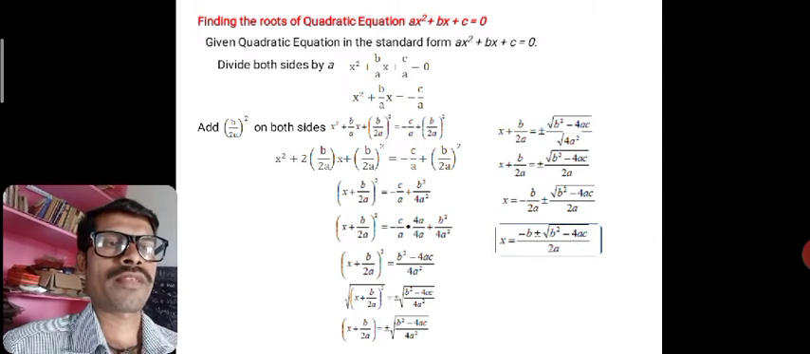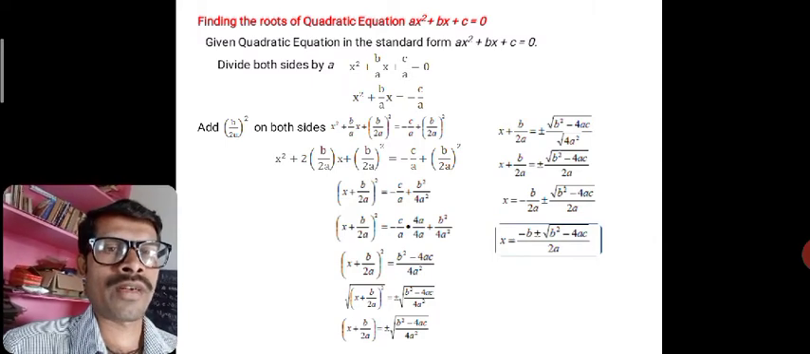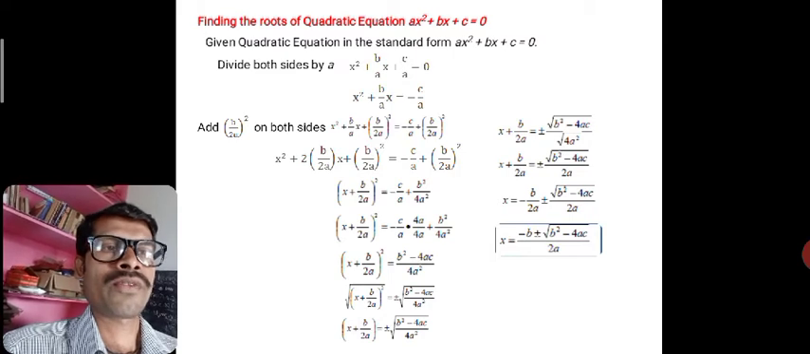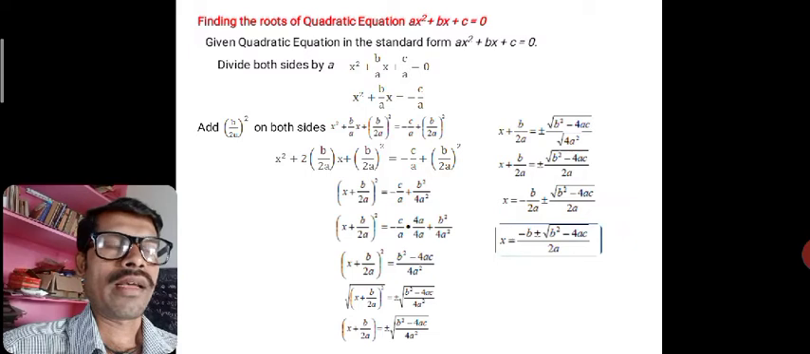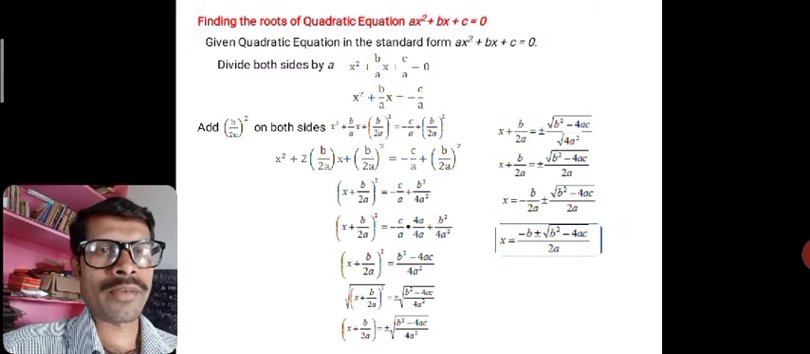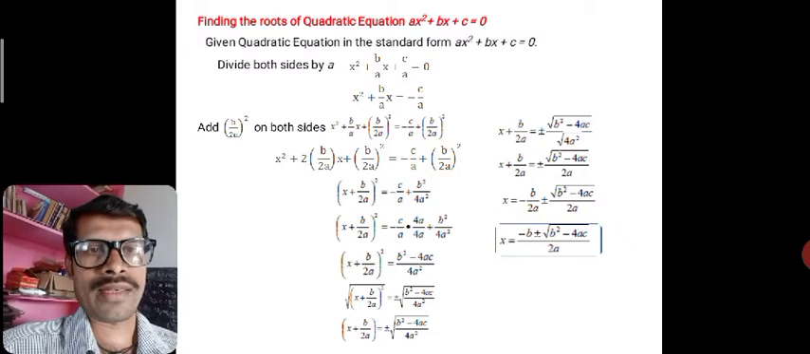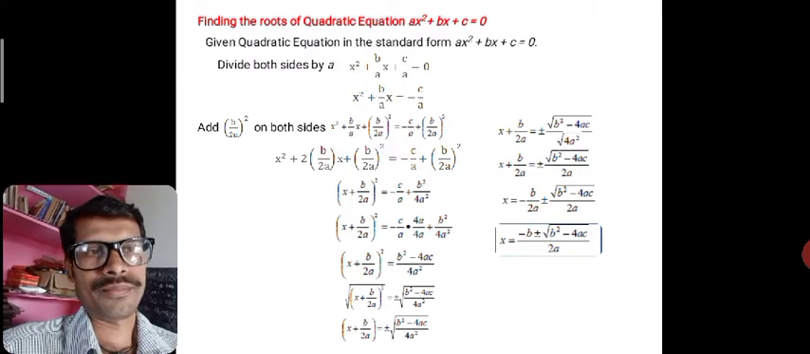It is minus b plus square root of b square minus 4ac by 2a is one root. Minus b minus square root of b square minus 4ac by 2a, another root of the equation ax square plus bx plus c is equal to 0. That means every quadratic equation has two roots. You have to remember.